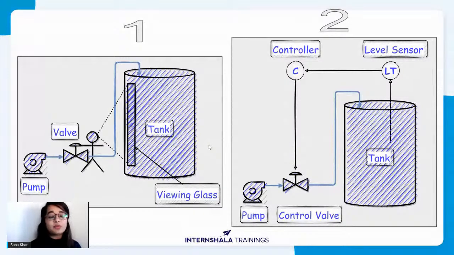So in image 1, this person is standing over here on the tank and there is a viewing glass. Now this person has to continuously look at the viewing glass and see, okay, is the tank underfilled? Is it overfilled? I need to be continuously monitoring it, and I will need to switch the valve on and off. And in the second case, there is a sensor which is placed inside the tank.